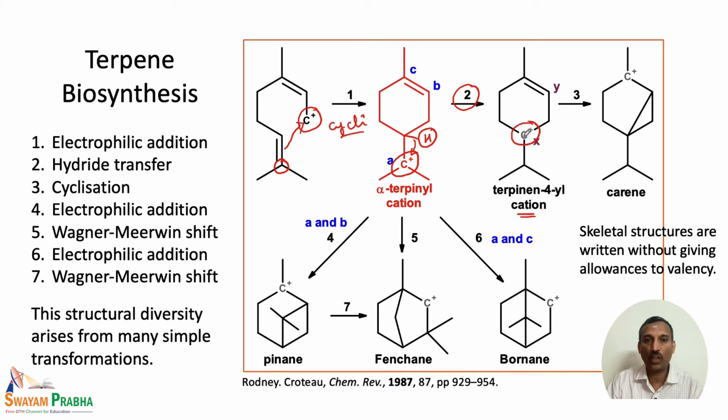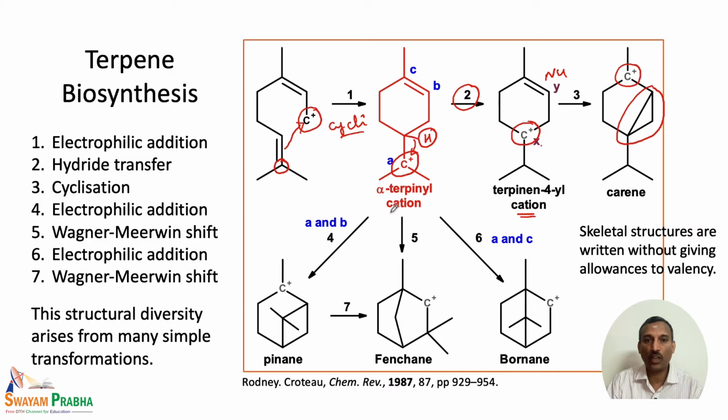And once this terpene 4-yl cation is formed, this is the X, that is the electrophilic site, and this is the nucleophilic site. So, these two can now undergo cyclisation. So, we end up with a 3-membered ring. This cyclisation leads to a 3-membered ring formation and concomitant formation of another tertiary carbocation, which is quite stable.